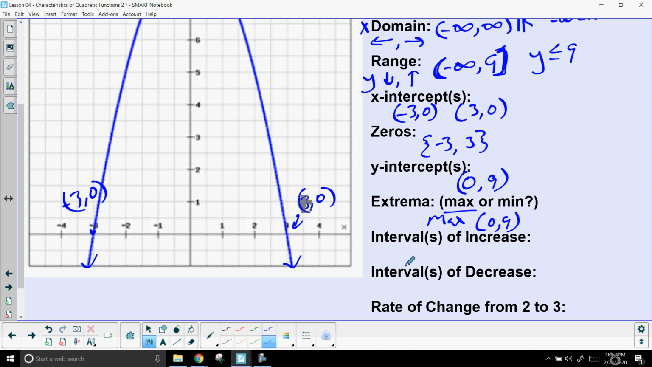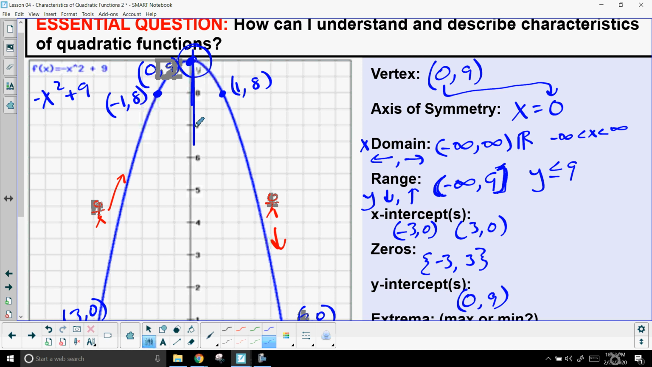Intervals of increase. Again, think of it like someone is on a mountain. They're going left to right. They're going to be climbing uphill this way, but then going downhill this way. These are x values, so you got to look at the x-axis for this. So they are going to be increasing from the negative infinity side all the way to 0, because once you get to the top, you start to go down.